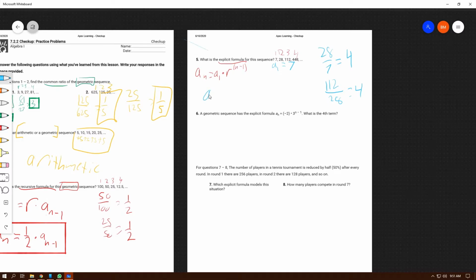There we go. So we're going to plug in. I know what my first term is. It's 7, so it's going to be 7. I know what my common ratio is. It's 4. And I'm just going to put my n minus 1 in there. Boom.